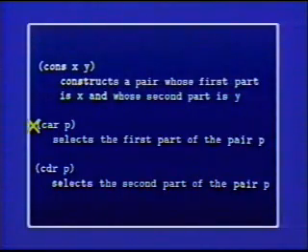And then we also assume we have ways of getting things out. If you're given a pair, there's a thing called car, and car of a pair P gives you out the first part of the pair P. And there's a thing called cdr, and cdr of the pair P gives you the second part of the pair P. Okay, so that's how we construct things.